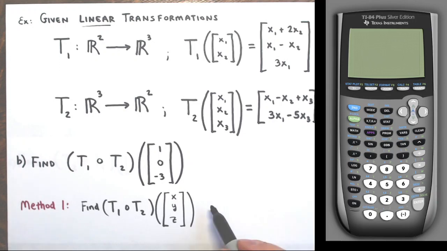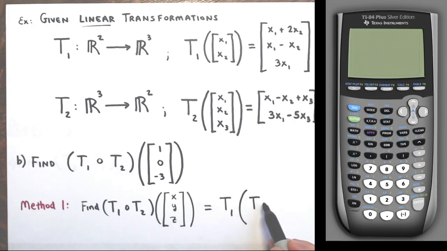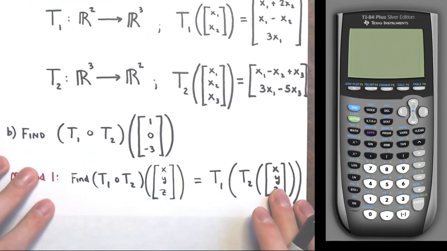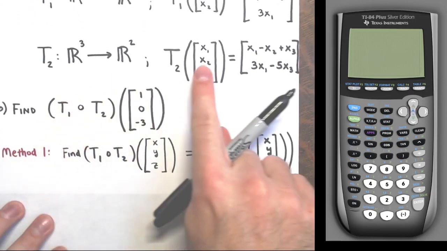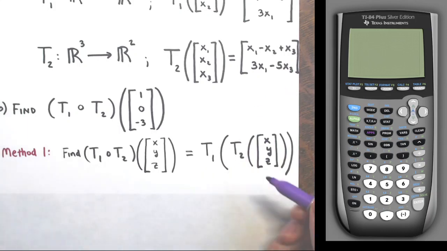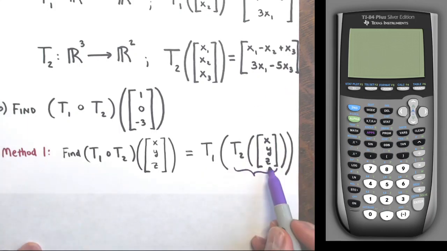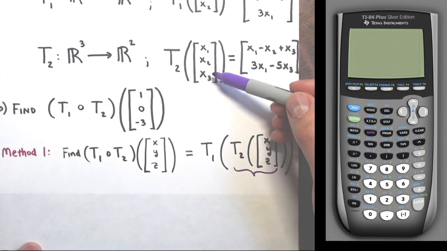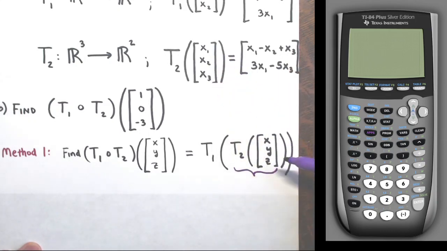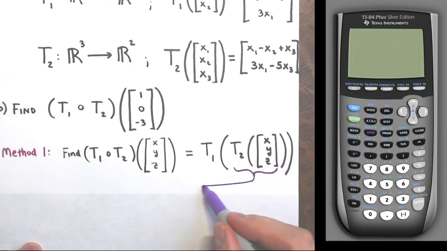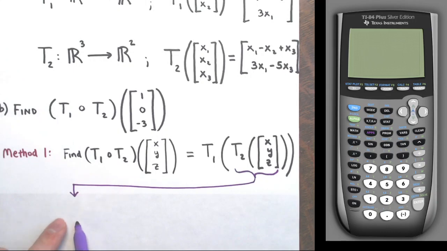All right, so let's do this. So remember how this is again defined. This would be, you're taking T1 at the value of T2 at this input x, y, z. All right, so the first thing being done here is we're applying T2. So there's the rule for T2. We're applying T2 first to the vector x, y, z, right? So instead of x1, x2, x3, I'm making it x, y, z now. All right, so take this over here and actually put the output beneath the arrow this time.